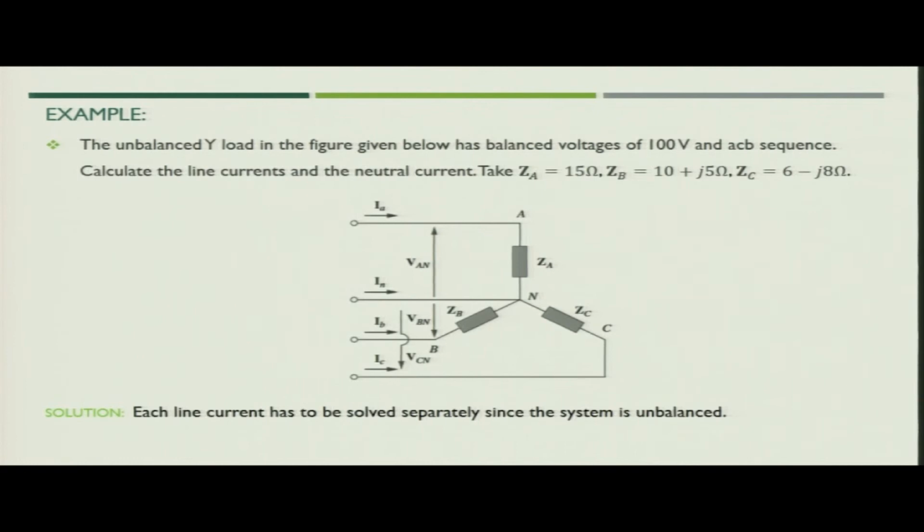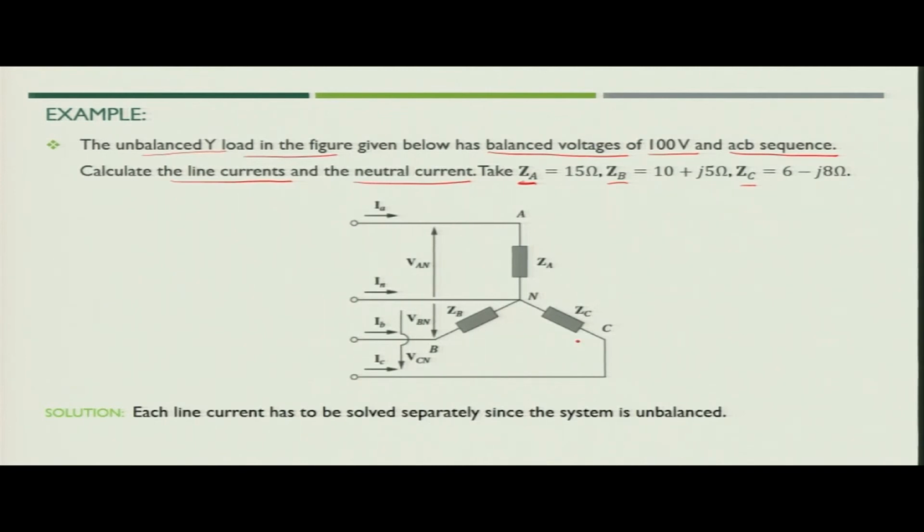Now, let us take a couple of examples to understand what we have discussed till now. Let us see, we have an unbalanced star connected load, as shown in the figure, connected to a balanced voltage of 100 volts, and the phase sequence is ACB. We need to calculate the line currents and the neutral current for this arrangement, where ZA equals 15 ohm, ZB equals 10 plus j5, and ZC equals 6 minus j8 ohm.